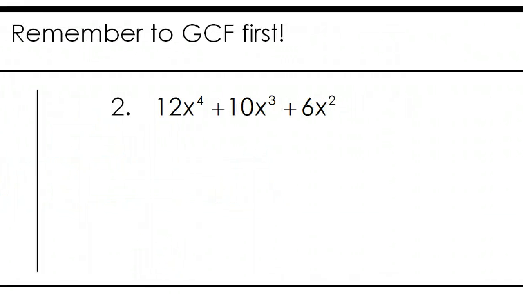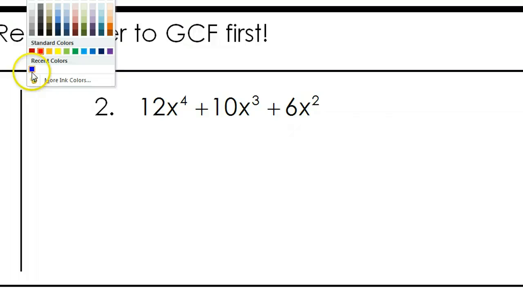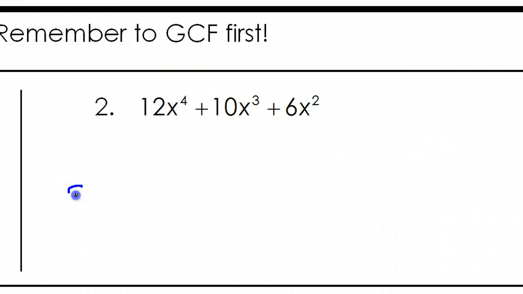GCF. Looking at problem number 2, remember to GCF first, greatest common factor first. Now, 2 goes evenly into all of these. In fact, that is the greatest common factor. I was thinking maybe 3, but 3 doesn't go into 10. So the GCF is 2, but how many x's will I pull out, you guys? All right, the GCF is 2x squared. Always go with the lesser amount of the variable.